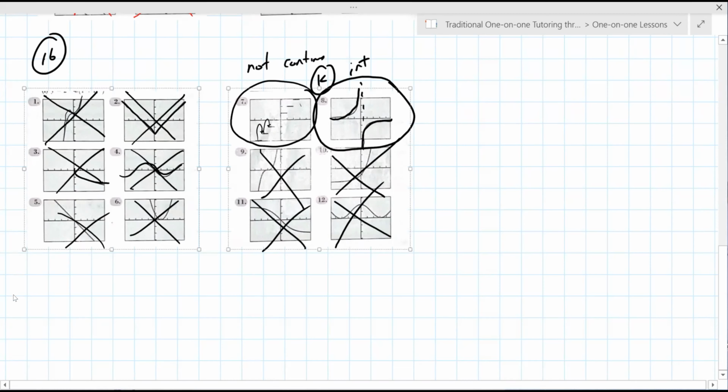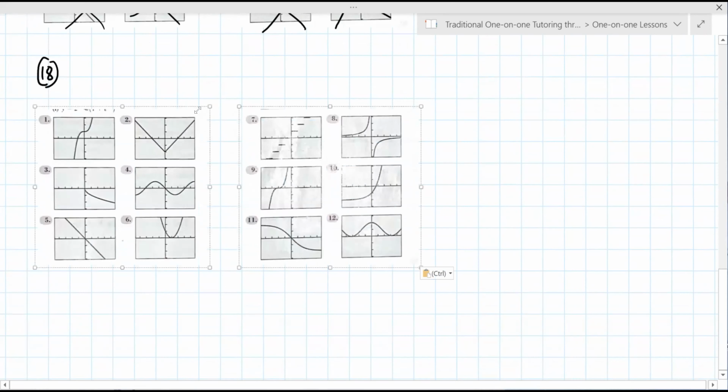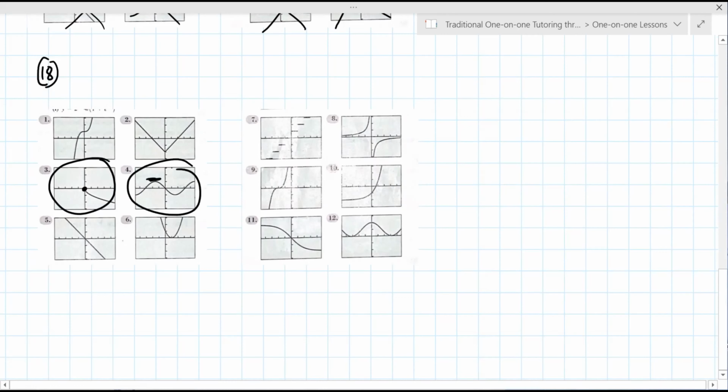Got it. 18 says the four functions that are bounded above. So what does that mean? That means that there's kind of like a ceiling that it doesn't go past. Let me snip them in here. I'll give you an example: this one is bounded there. So bounded above. So like 3, 4. 3 is bounded above. That's good. And they're telling you there's 4 total.